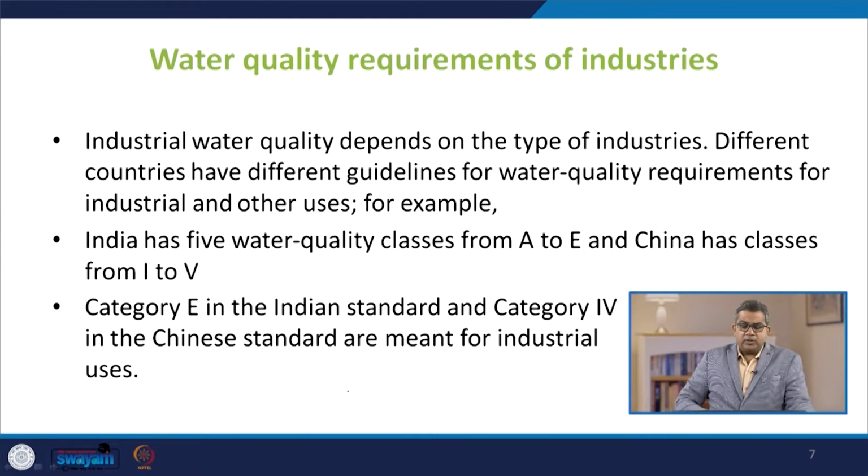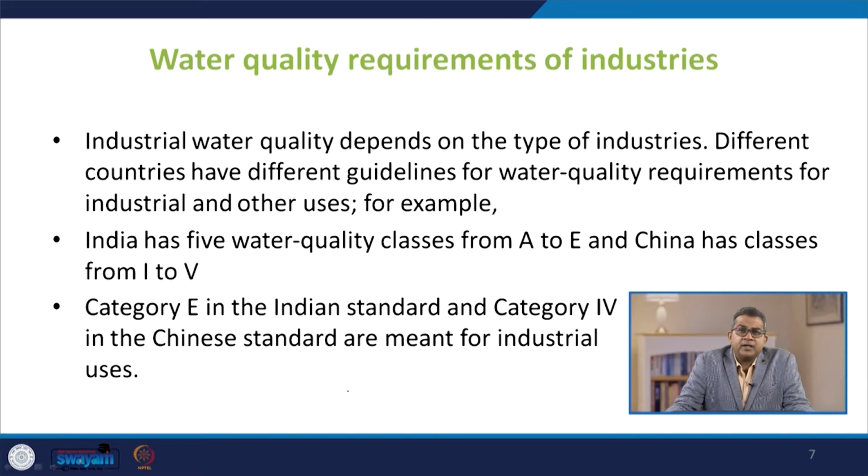Now when we talk about the water quality requirement for industries, industrial water quality depends on the type of industry. Every industry may have a different type of water requirement and different type of effluent, purely based on the industry's own specific use. So different countries have different guidelines for water quality requirements, as I discussed. This may differ from industry to industry and for other uses.